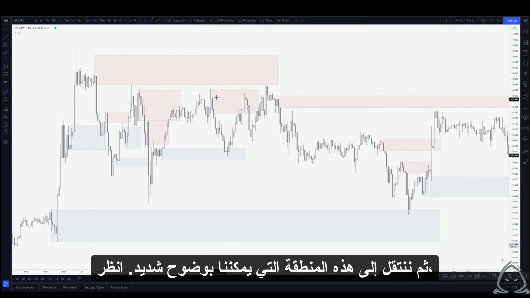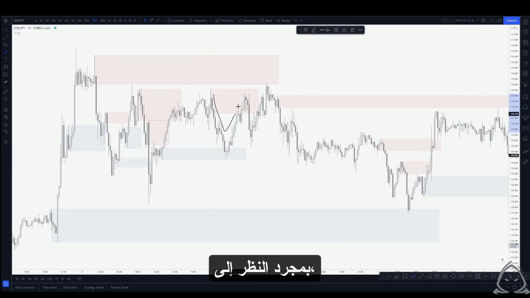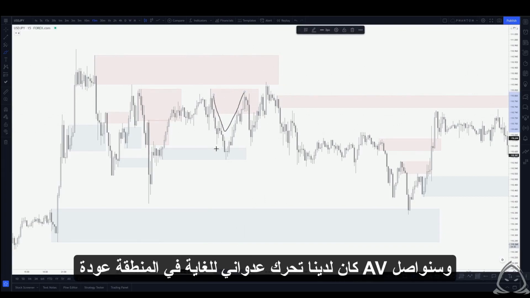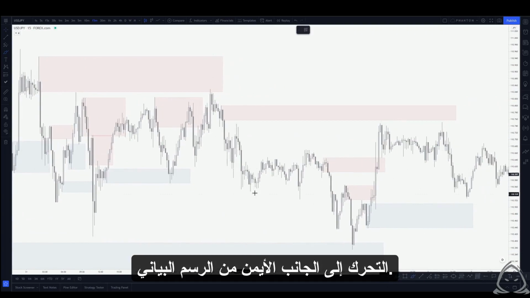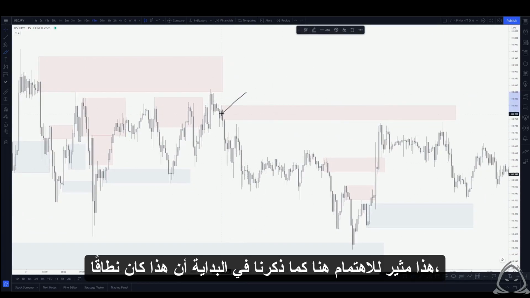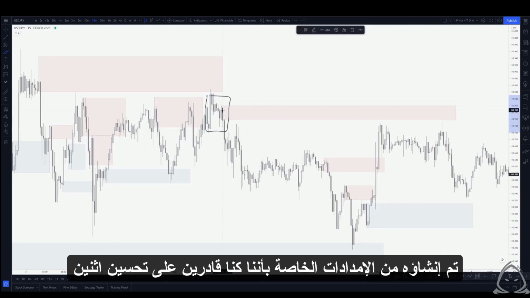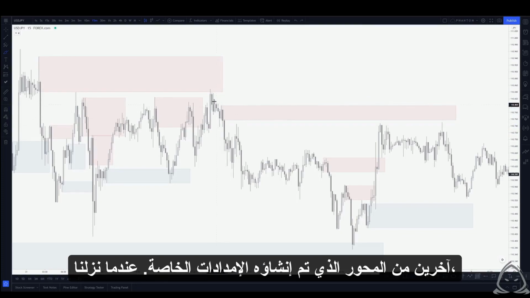Then we'll carry on to this zone, which we can very clearly see just looking at it. We had a very aggressive move back into the zone, a V return. And we'll just keep moving to the right side of the chart. This is an interesting one right here. As we had initially mentioned that this was a range created supply zone that we were able to refine to more of a pivot created supply zone.